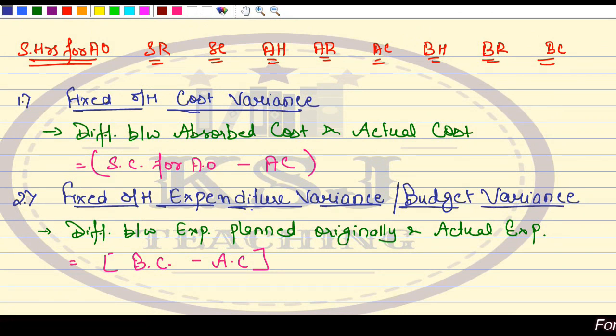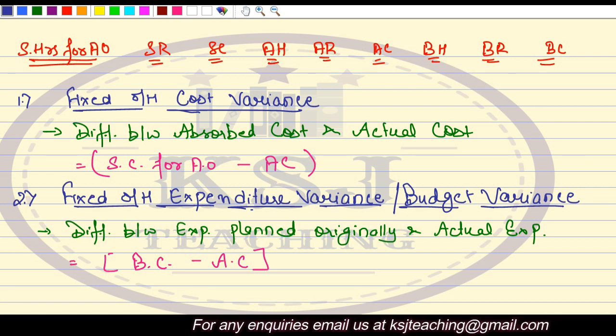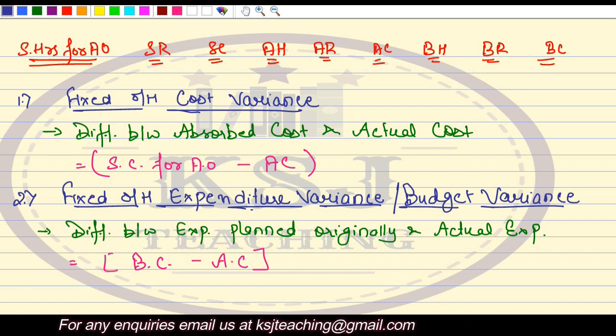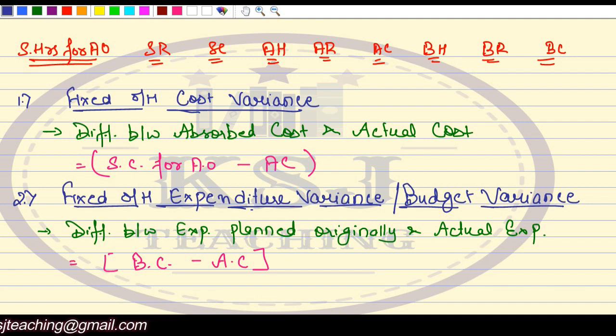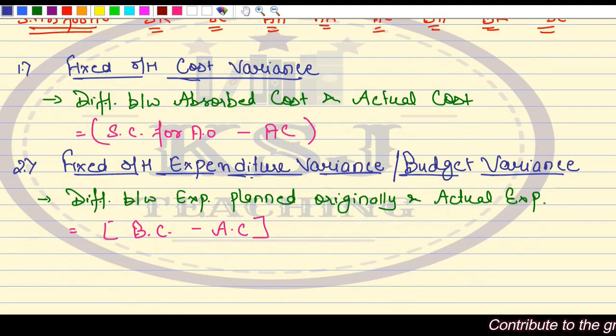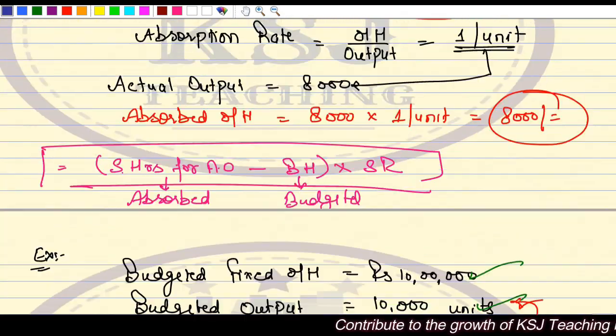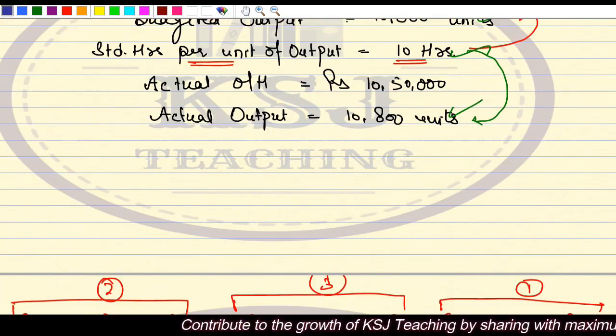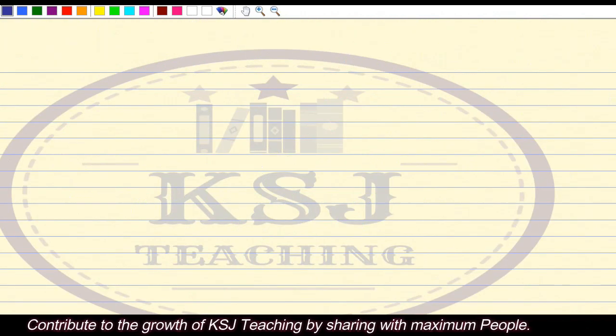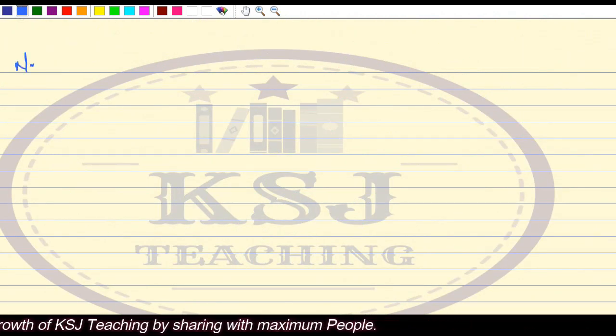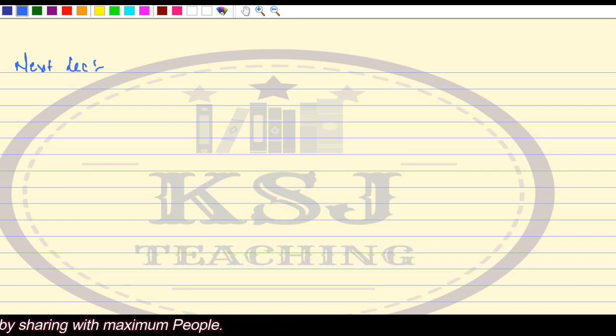So overhead costing should be clear. Before you study this chapter, your overhead costing concept should be clear, right? So study overhead costing before you move on to this standard costing. You will be able to better understand what is absorption, how we are taking the absorbed overheads, how we are comparing with the actuals, or how we are setting the budgets, right? So we are done with this. For this lecture, we are done with fixed overheads. And in the next lecture, we are going to continue with fixed overhead variances only.